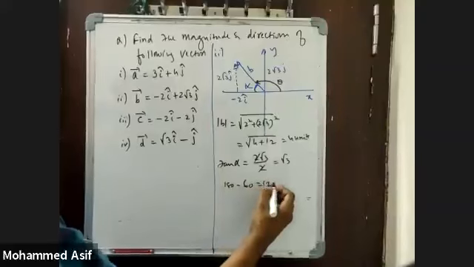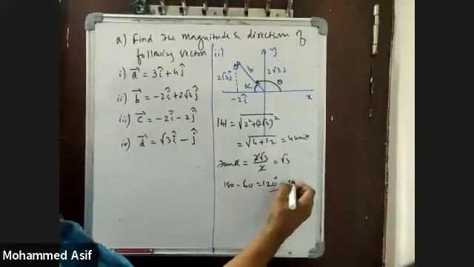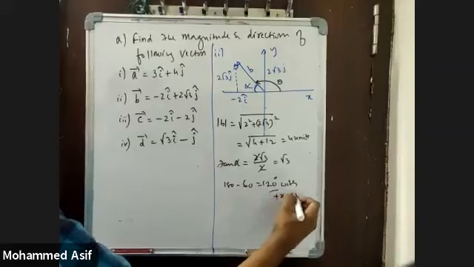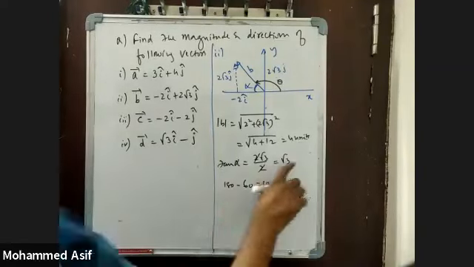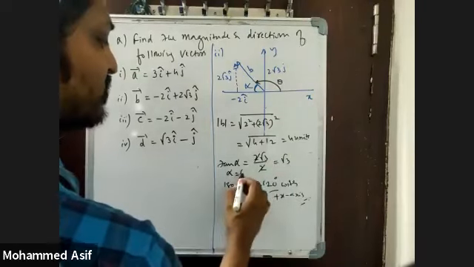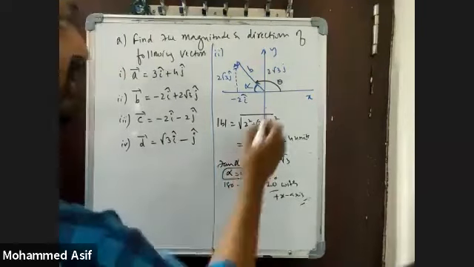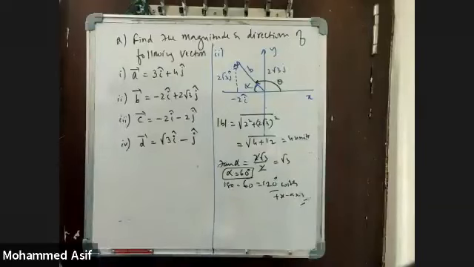So that will become how much for me? 120 degrees with the positive x-axis. Clear? Tan alpha is root 3. So alpha is equal to how much for me? 60 degrees. With the x-axis, we need to tell the answer every time. So this one is 120 degrees with your x-axis.